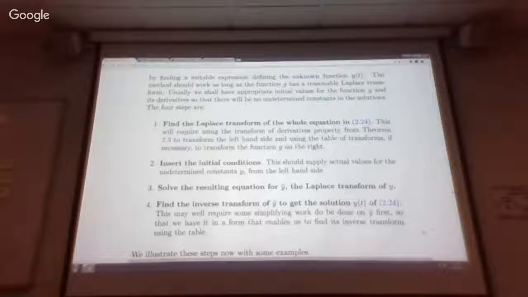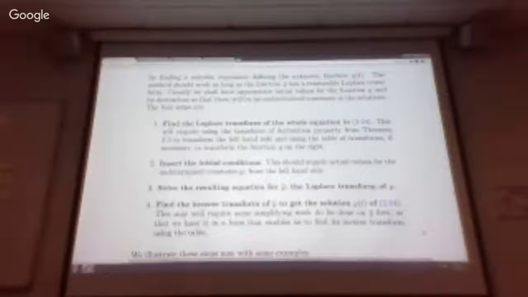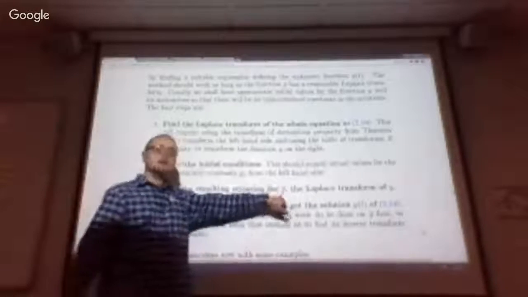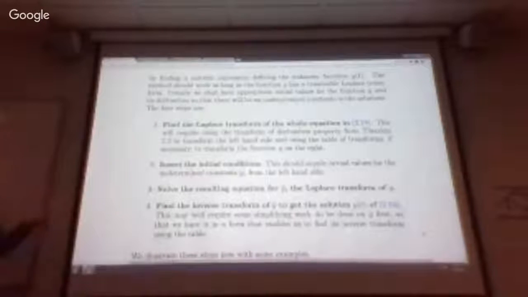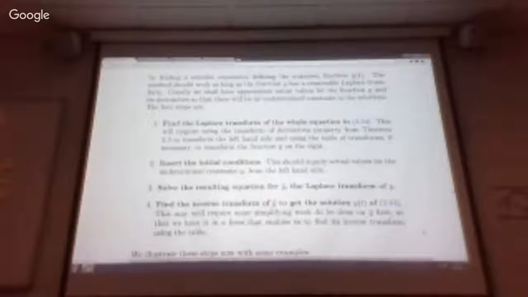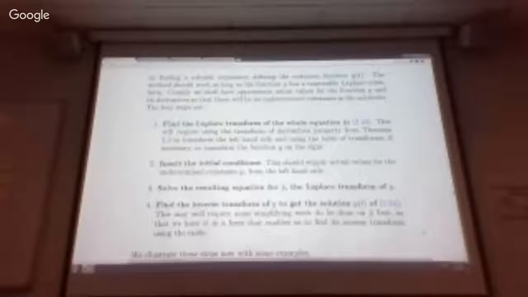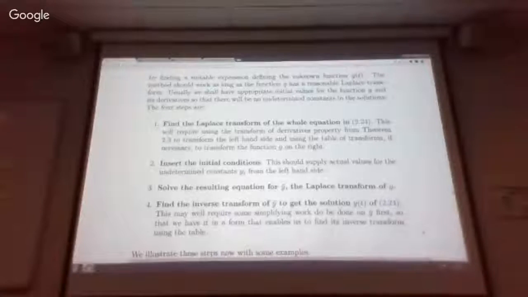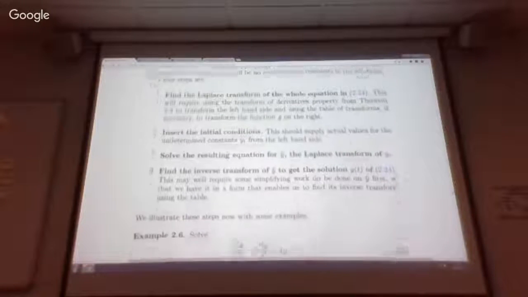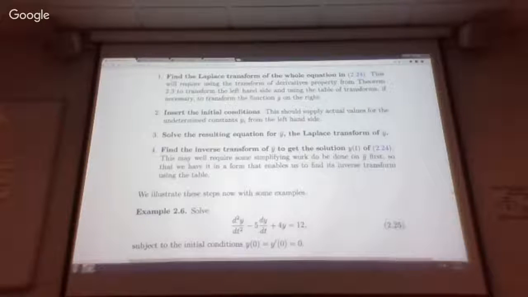The inverse transform takes your function of s and gives you back a function of t. Because we're taking the inverse transform of y bar, we get back the original function y of t as a specified function of t. We should get back the solution to the original differential equation. Okay, those are the steps spelled out. So let's start looking at some examples. We really need to see this at work in order to understand it.